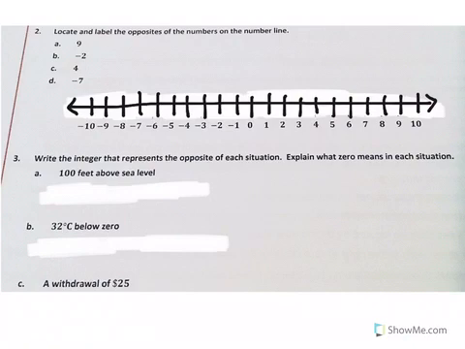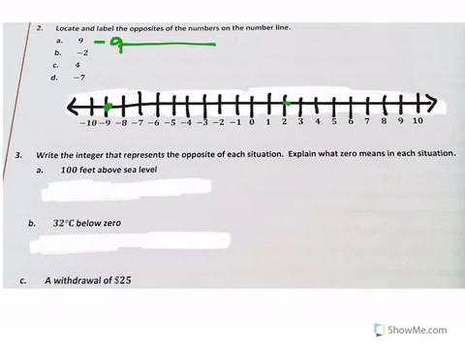So for A, it says 9. Well, here's 9, but it's not what it's asking. It wants to label the opposites of the number. So 9 is 9 away from 0. What would be 9 away from 0 going in the other direction? Well, it would be negative 9. So negative 9 would be the opposite of 9. Negative 2 is right here, but we're looking at the opposite, so 2 would be the opposite of negative 2. 4, well, we know it's not going to be positive. If it's the opposite, it's going to be negative, since 4 is already a positive number. It's going to be right there.